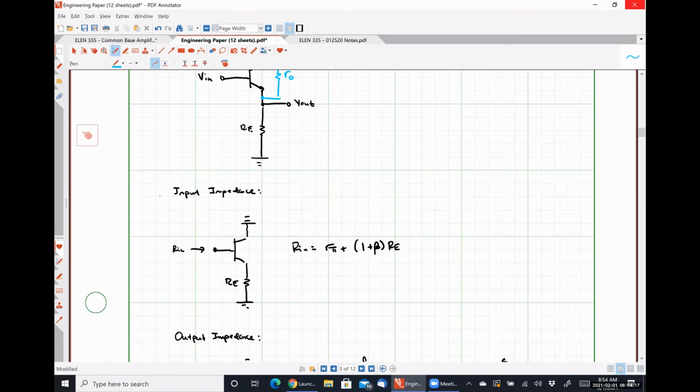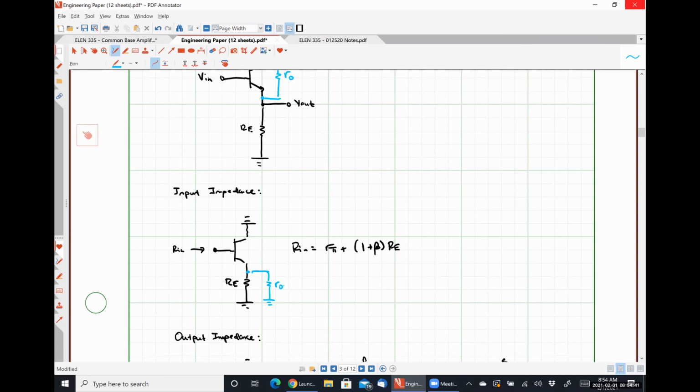In parallel with RE, right? Because one leg of the resistor is connected to the emitter node, and the other leg is connected to VCC, which is an AC ground. So there's where R0 would be.